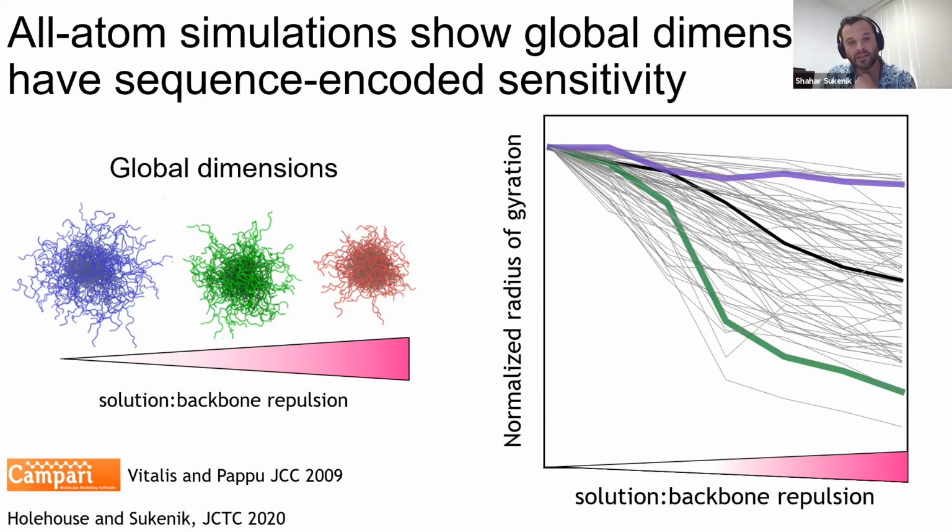And so we found this really intriguing, right? This implies that there's some kind of sensitivity that's encoded into the sequence, at least as far as this global dimension goes. Of course, we also wanted to look at how these local interactions or local structure plays a part.